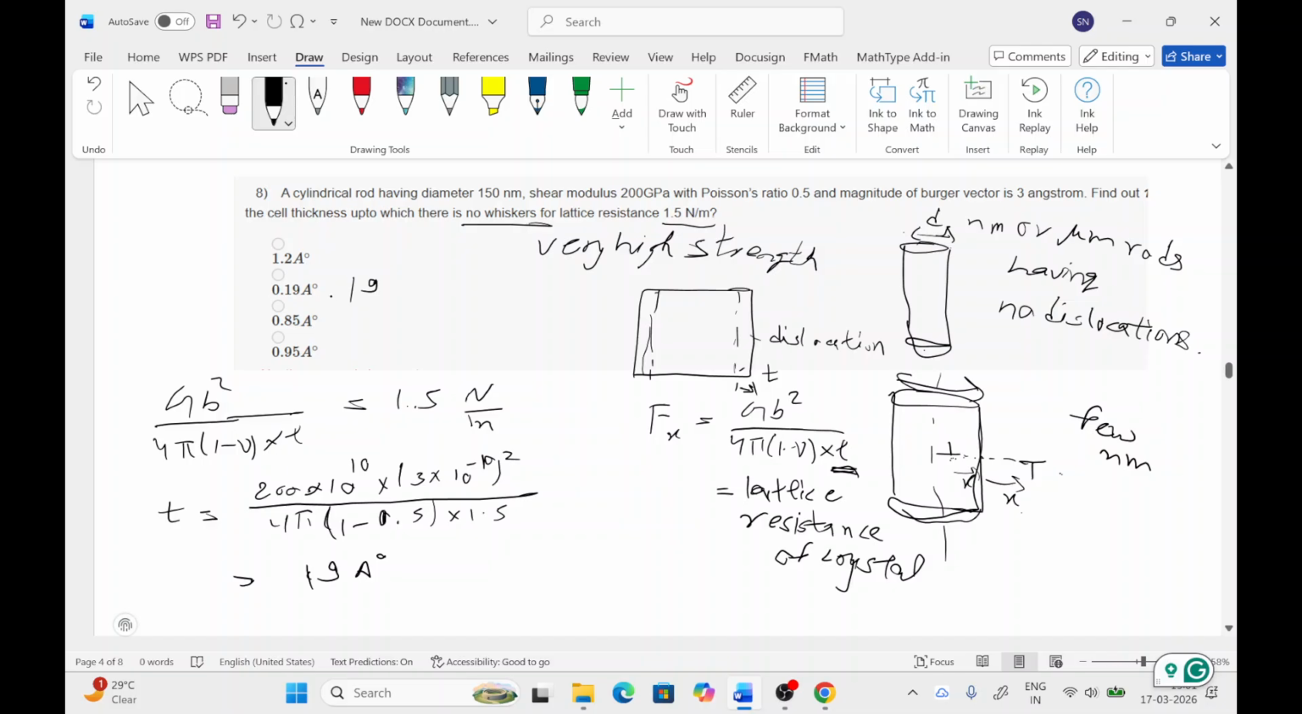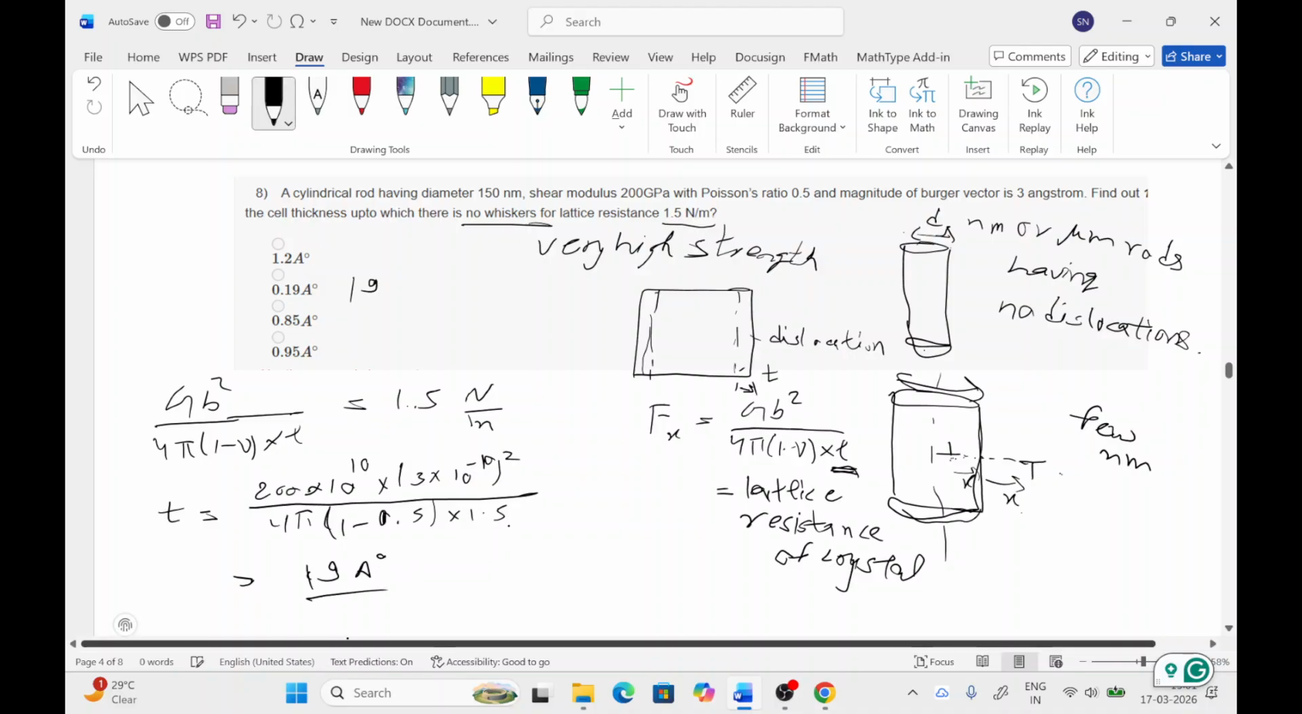In this question, the options are given with some typo error in that. So the correct option is 19 angstrom when we calculate from this. You can cross check also from this formula. So we will get the 19 angstrom thickness.